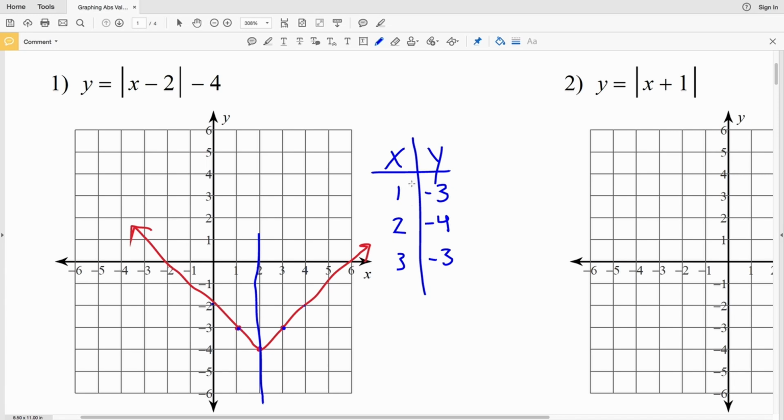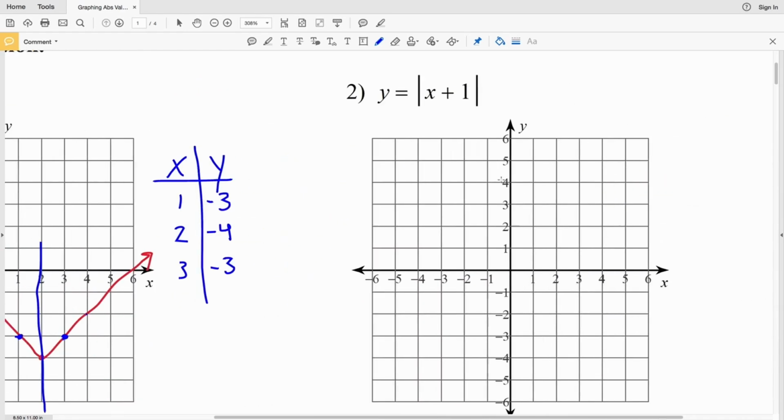That's why when we went one less than the turning point in the x direction and one greater than the turning point in the x direction, our y values are both -3. Let's go ahead and move on to number 2.